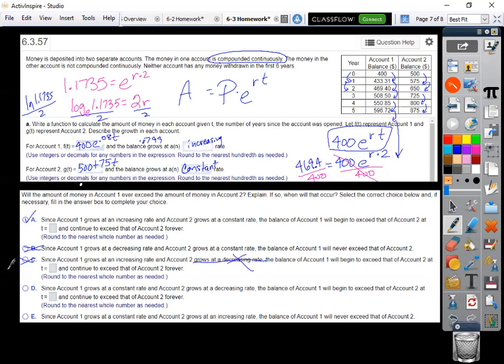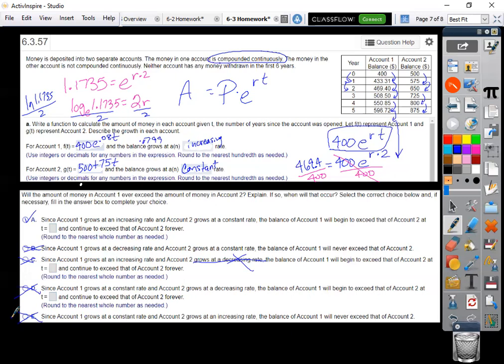Account 1 grows at a constant rate. No, it was increasing. And account 1 grows at a constant, no. So it's got to be A, but then we still have to solve this for when they equal. My preference for solving that is to graph these two equations in Desmos, for example, and just look for where the graphs intersect. That way the calculator has to do all the messy work for us, so to speak.